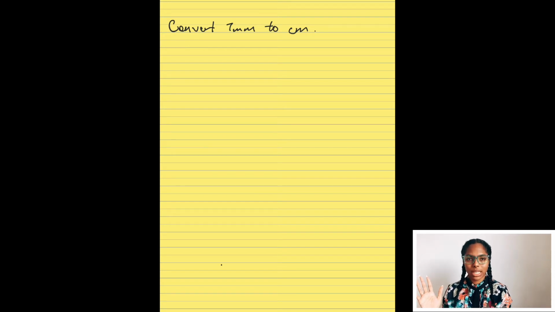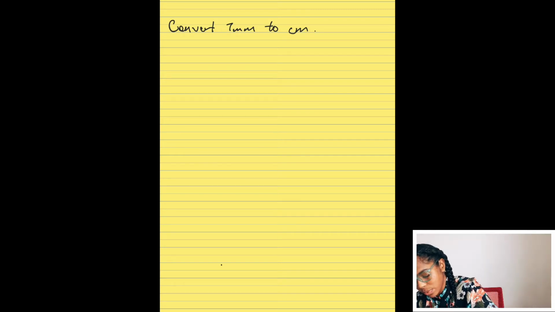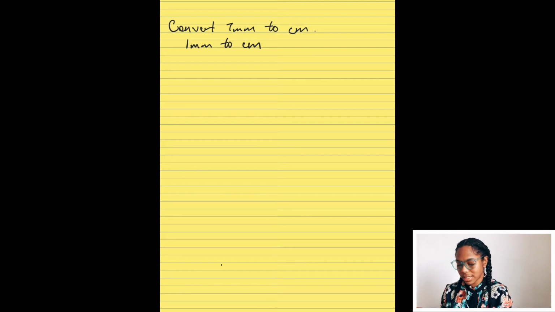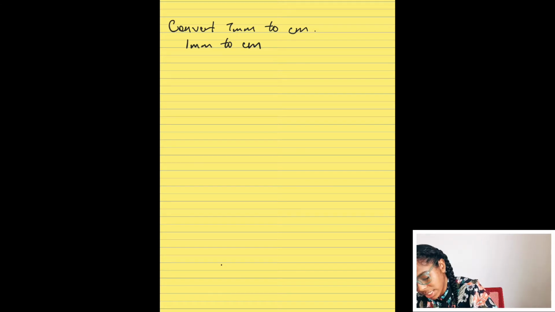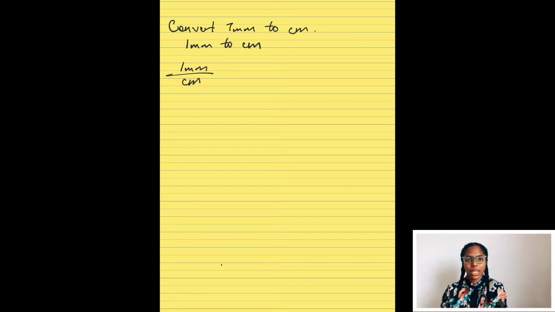Just like usually when we're doing things, let's try to find for one, and then we can find for seven. So let's say we're converting 1 millimeter to centimeters. And since it's like trying to find how many centimeters are in 1 millimeter, we can think of it as dividing. We have 1 millimeter divided by centimeters. Now, the way that I like to do this is to put the value for each of them. So, we're converting from millimeters to centimeters.